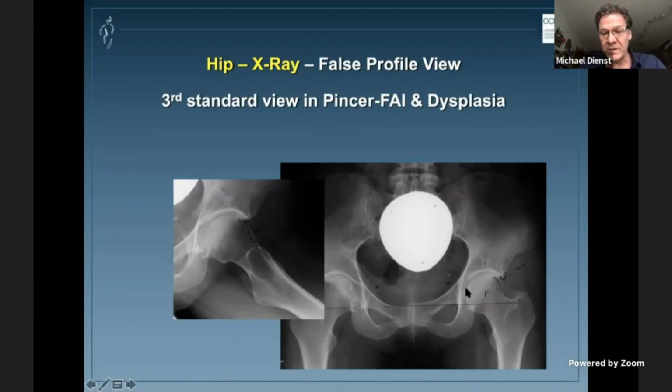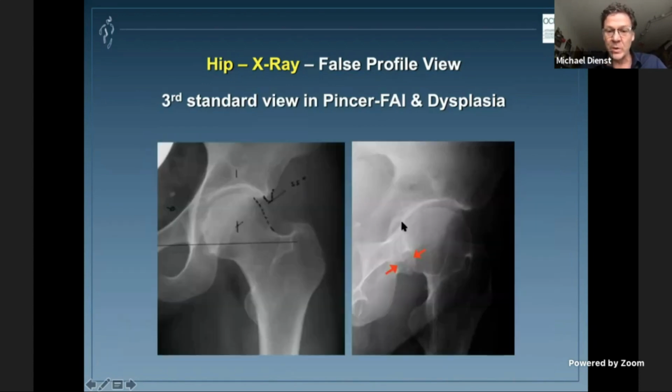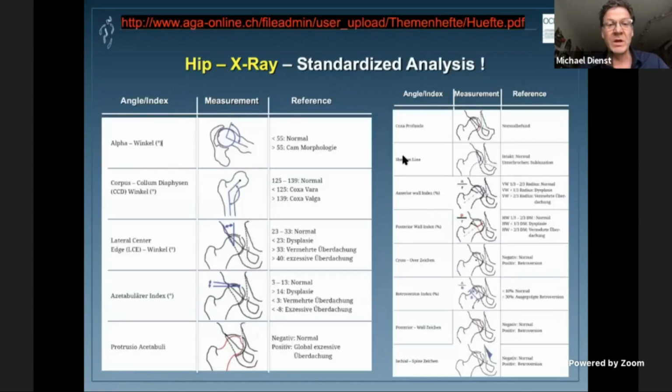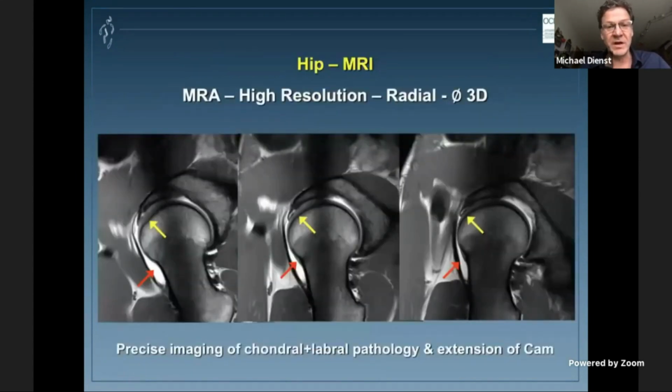Here you see an AP pelvis of a pincer, a left hip joint. You would say, okay, this is a good hip to proceed with arthroscopic treatment. However, when you take the false profile view, you already see the incongruency of the joint with significant narrowing of the joint space at the posteromedial joint. So this is not a good hip joint for hip preservation anymore. I recommend a great paper from Moritz Tannast about all the measurements that you can do. I think it's very important to establish a standardized analysis of x-rays and other imaging procedures.